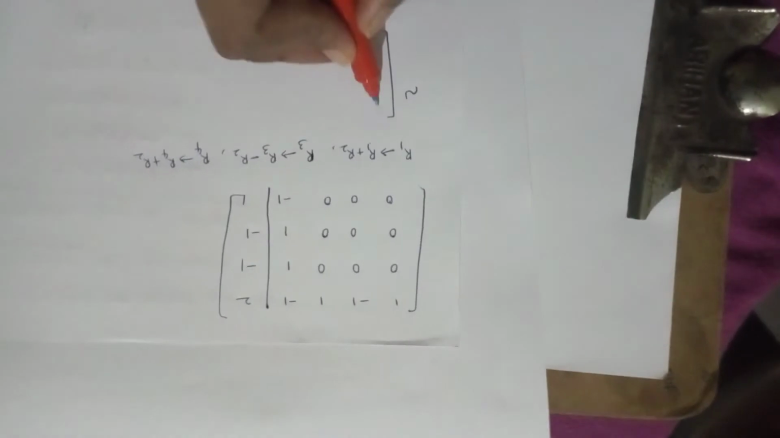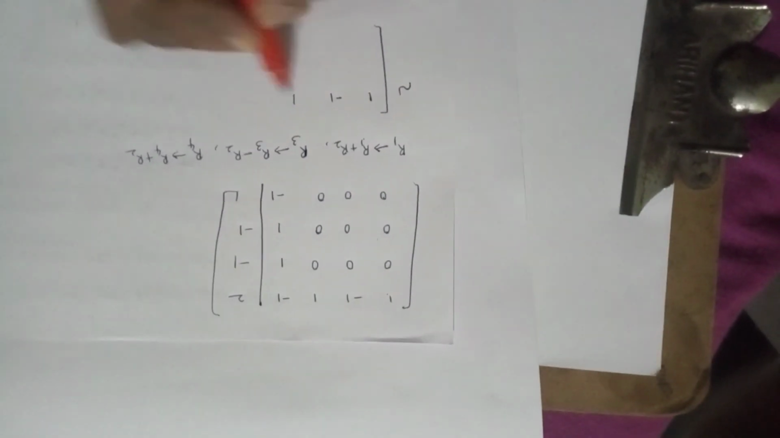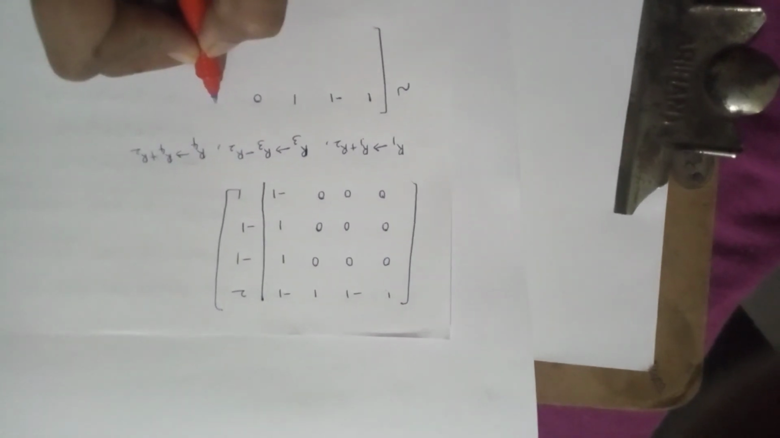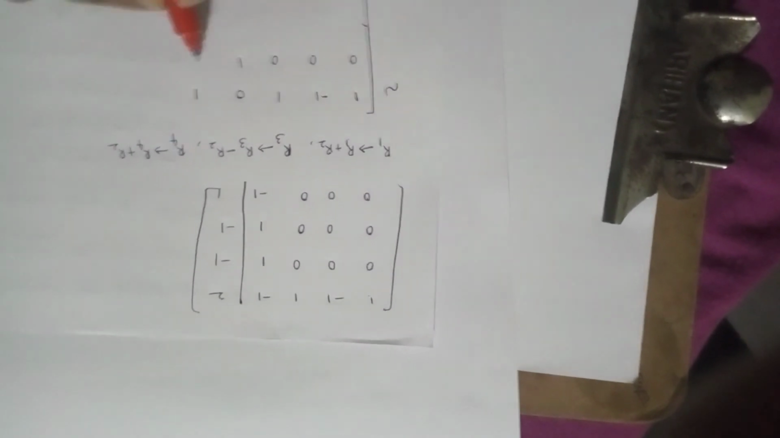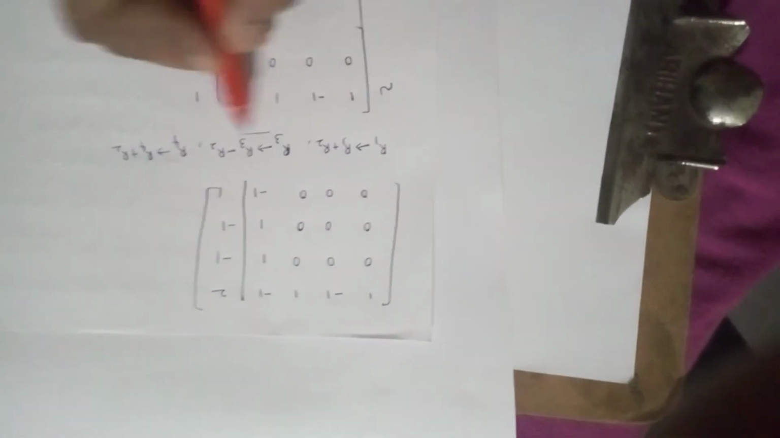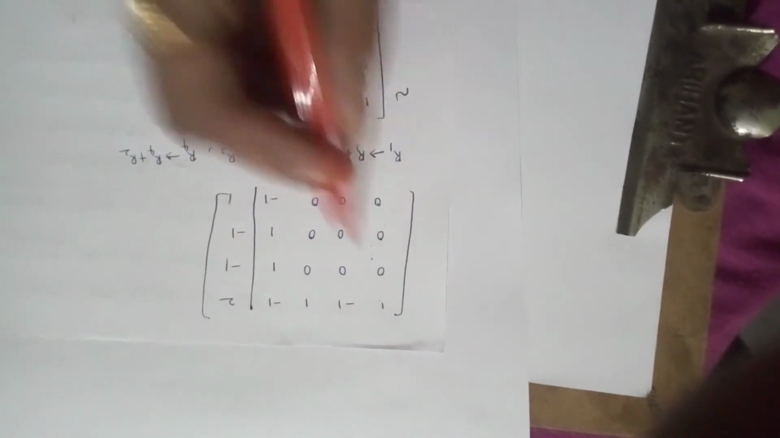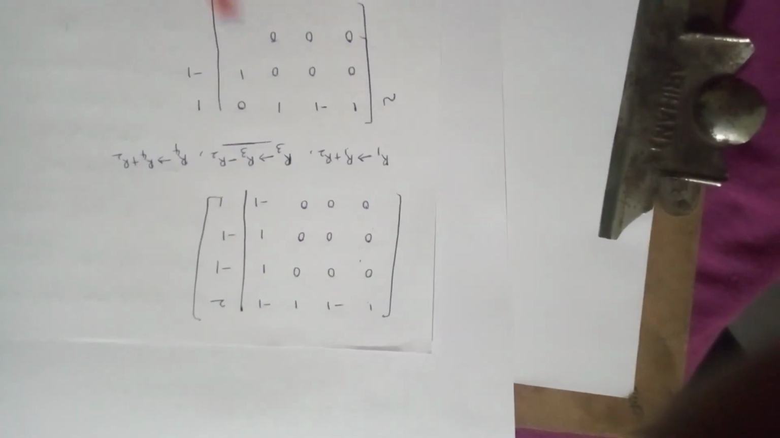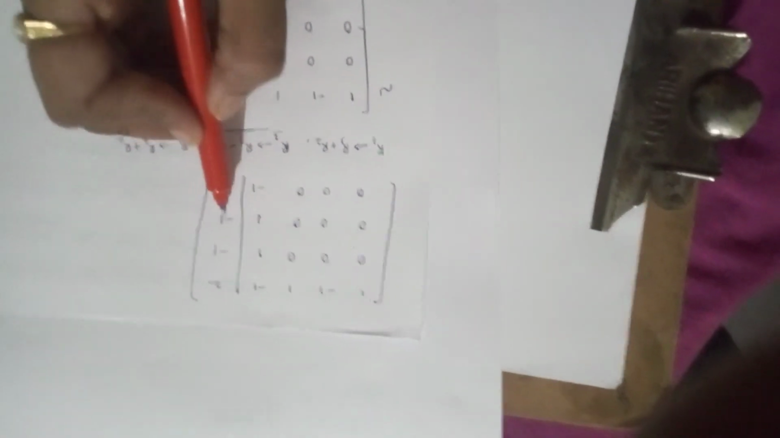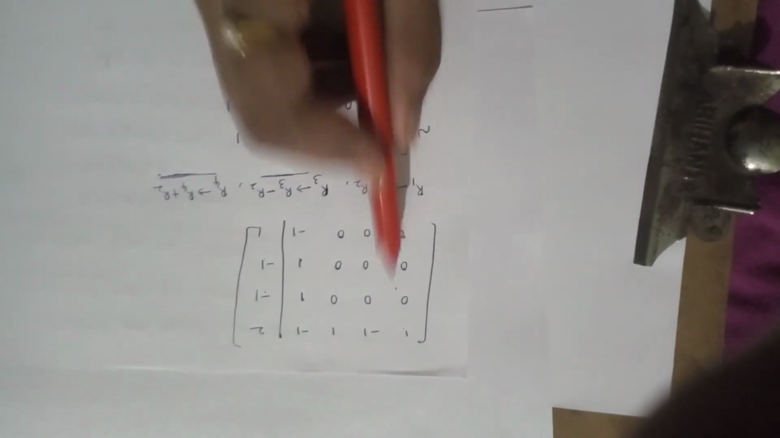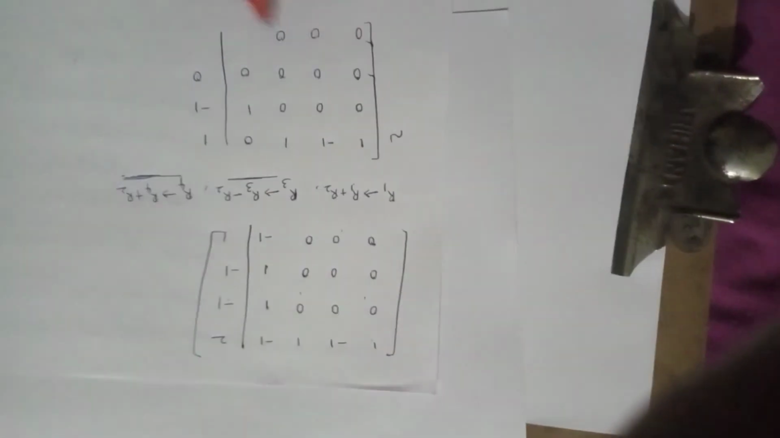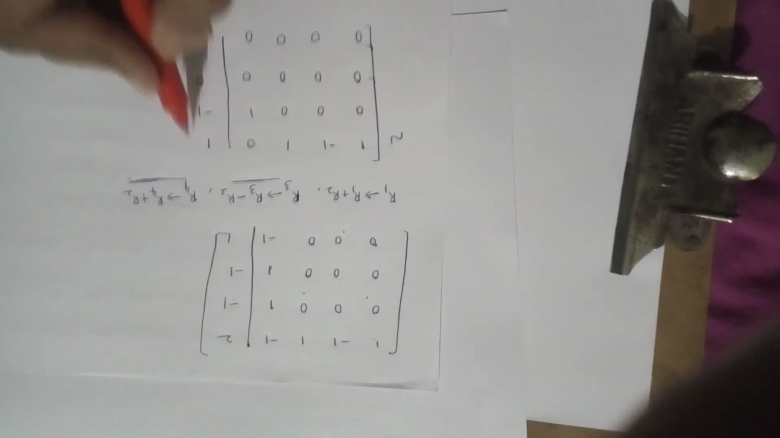So 1 plus 0 is 1, minus 1 plus 0 is minus 1, 1 plus 0 is 1, minus 1 plus 1 is 0, 2 minus 1 is 1. This is the first row. The second row is the same, 0 0 0 1 minus 1. In the third row I am applying R3 minus R2: 0 minus 0 is 0, 0 minus 0 is 0, 0 minus 0 is 0, 1 minus 1 is 0, minus 1 minus of minus 1 is plus, so 0. Next R4 plus R2: 0 plus 0 is 0, 0 plus 0 is 0, 0 plus 0 is 0, minus 1 plus 1 is 0, and 1 minus 1 is 0.